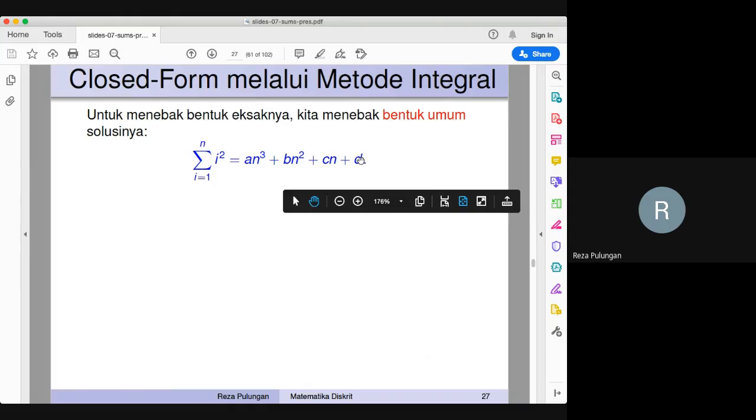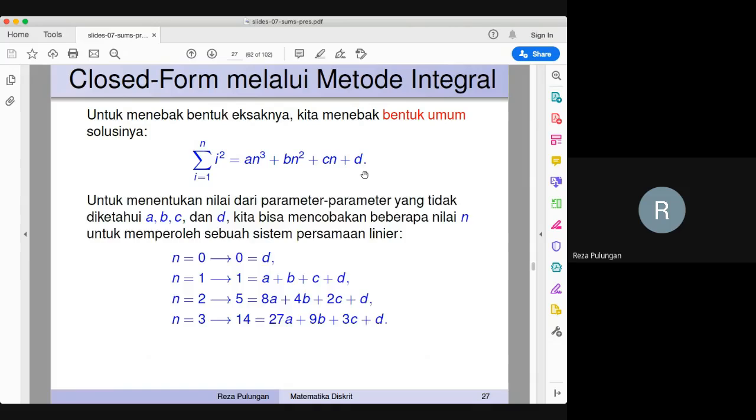I don't know D, I don't know C, I don't know B, I don't know A. But no matter what they are, the closed form solution of this one must be of this form. It is just that I don't know the detail. So how do I know the detail? By trying a couple of values. How do I try a couple of values?